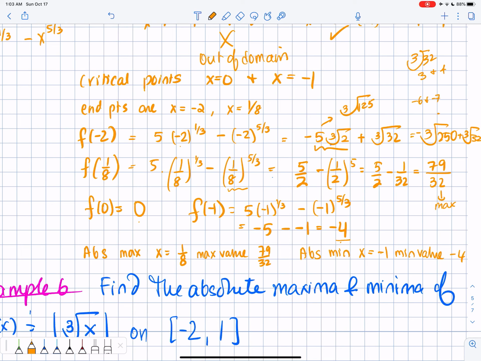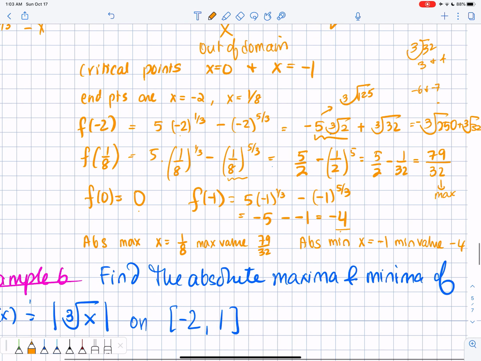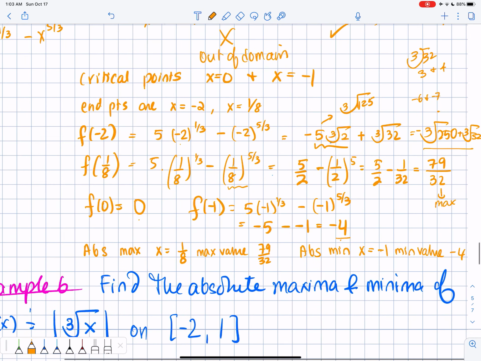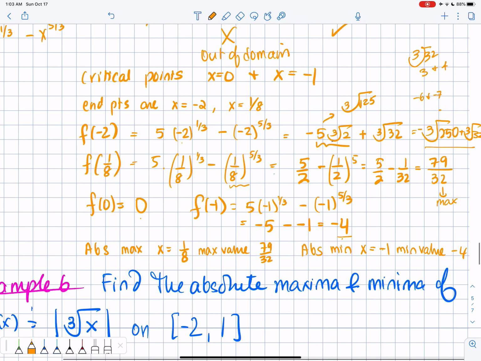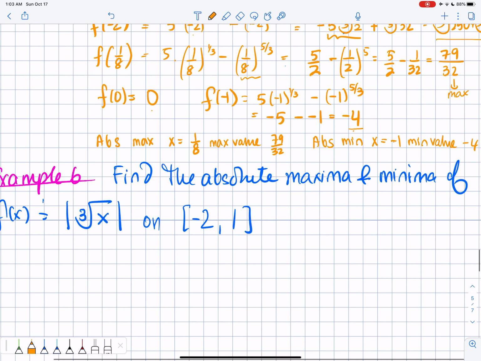Okay. Yeah, these numbers, I just had to do some little thinking to figure out what it is because I'm not using a calculator. Okay.